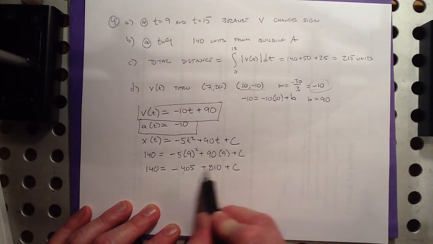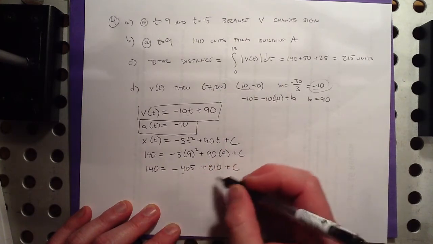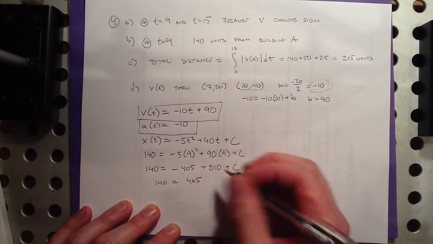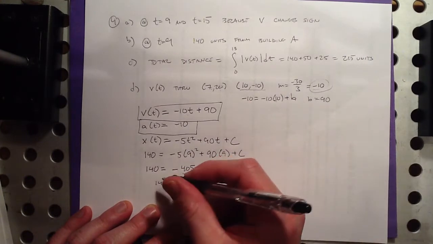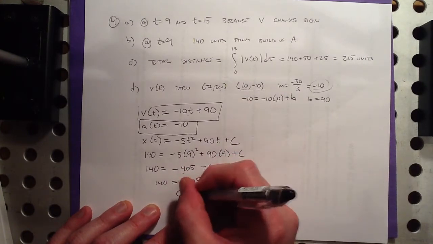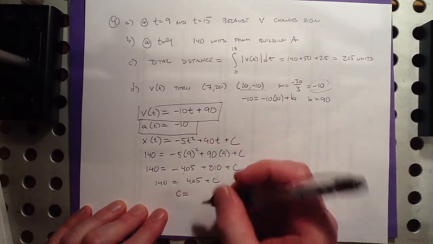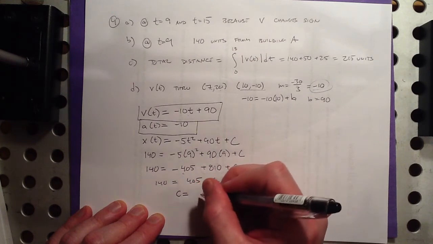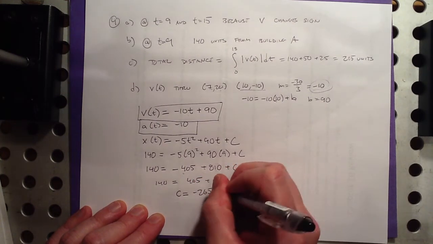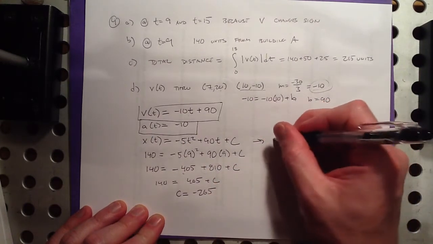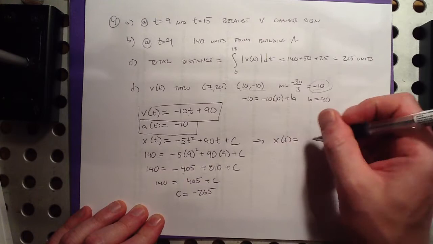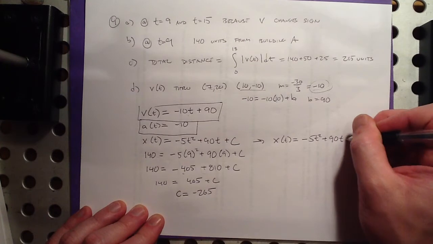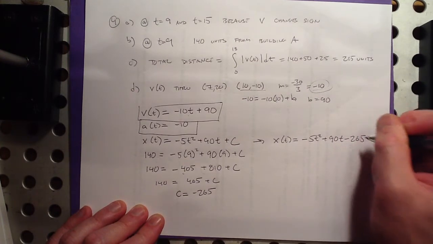So let's see, well, that looks like negative 405 plus 810, that's 405. So 140 is equal to 405 plus C. And then subtracting that over there would give me that C is equal to negative 265. So my position function is x of t is equal to negative 5t squared plus 90t minus 265.